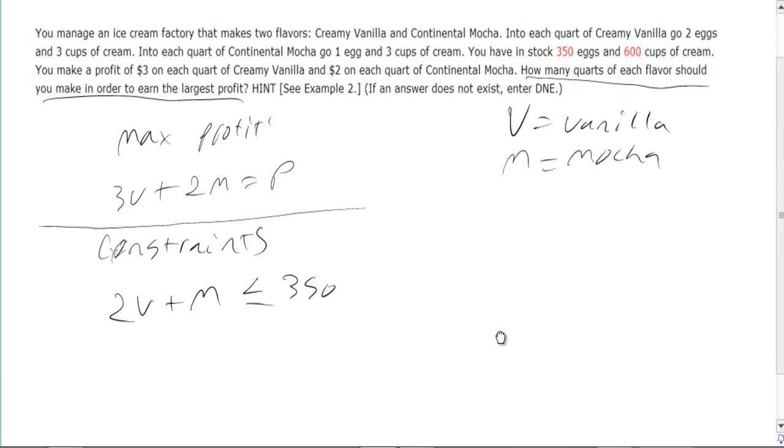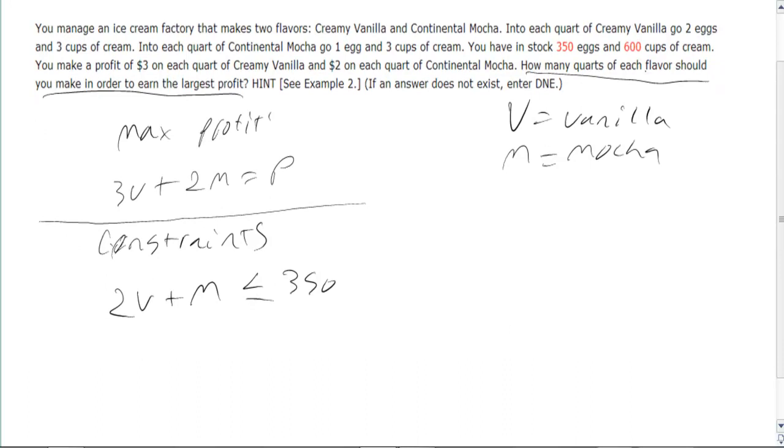And then for our other one, we're going to have a cream equation. We have 3 cups of cream going into vanilla, and then we have 3 cups of cream going into mocha, and that has to be less than or equal to 600.